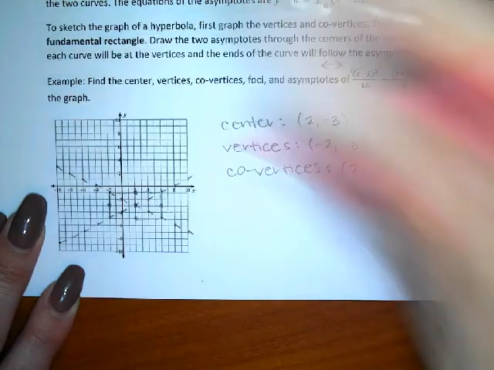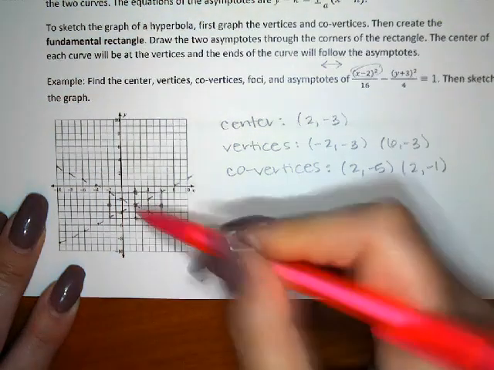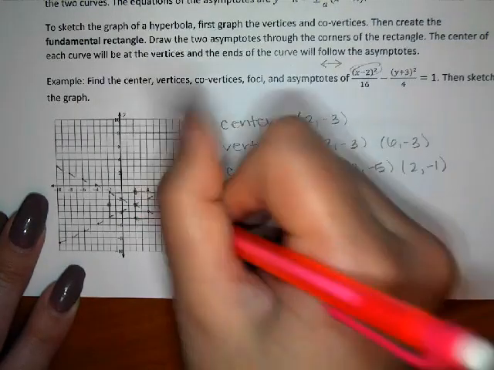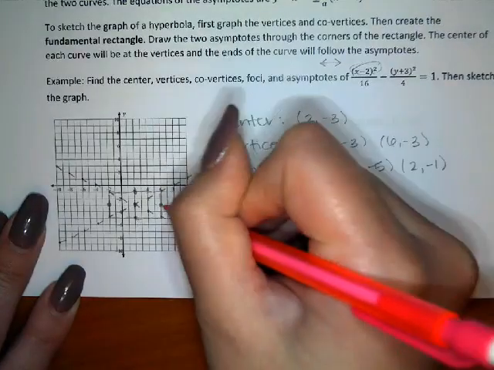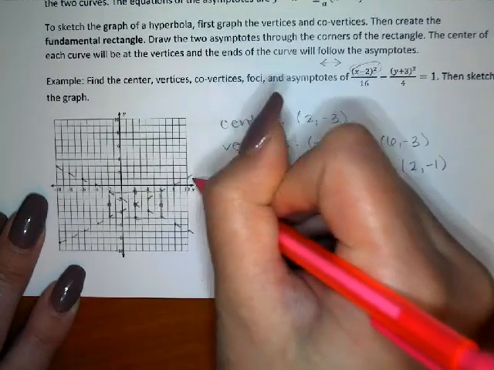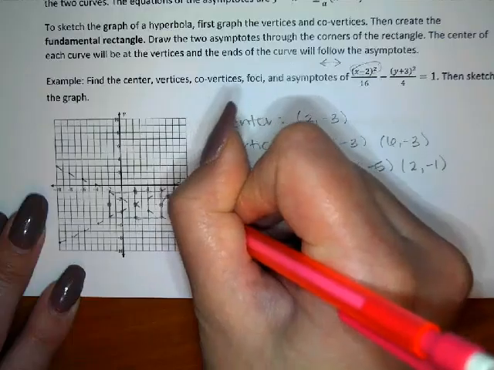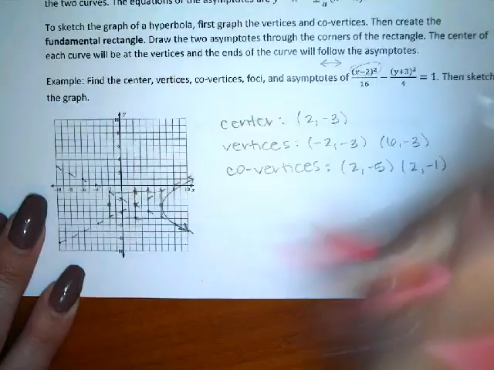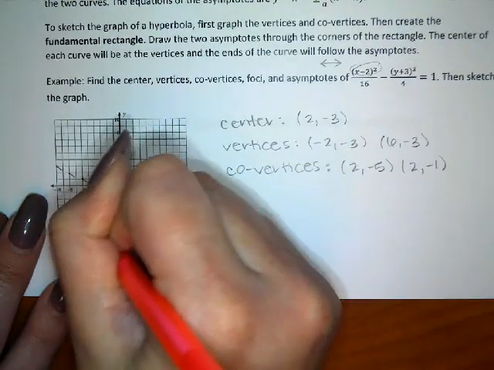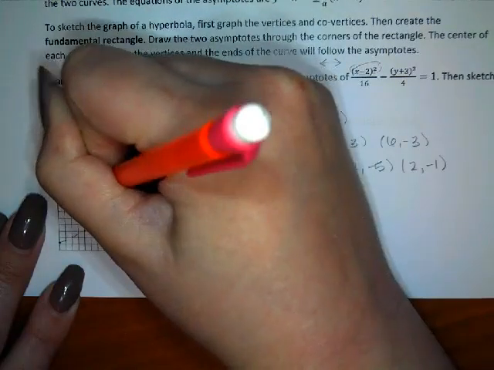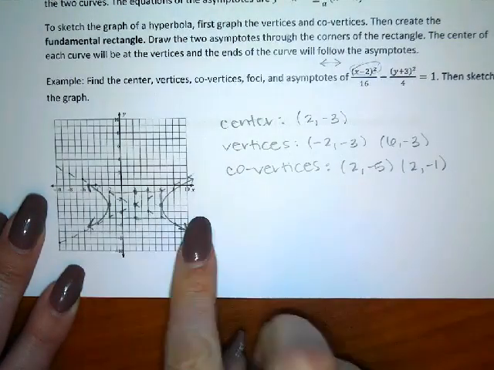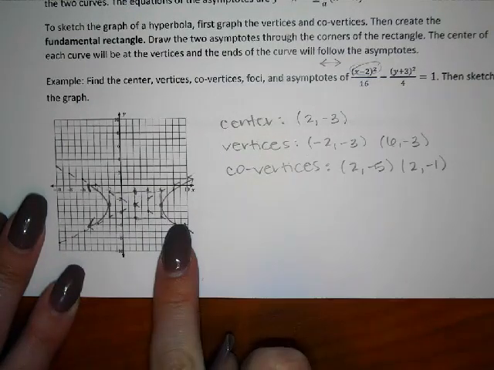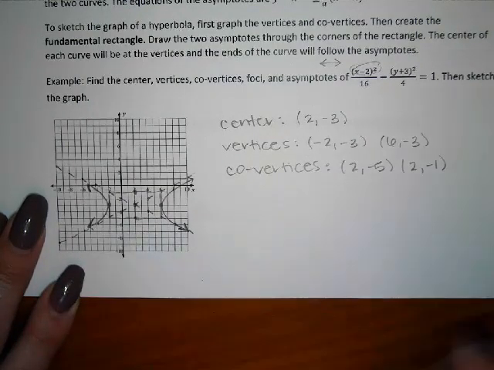Okay, now the co-vertices up and down, these don't have any purpose anymore. They were just helping us draw that rectangle. But the vertices, those are helpful. I'm going to start there, and then I'm going to follow the rectangle and follow the asymptote. So there's my curve, and then there's the rest of the curve. And here's the other one. And so this is the hyperbola. And technically, I could go back and erase the asymptotes and erase that fundamental rectangle, but I don't need to. It's fine. Everybody kind of leaves it there.